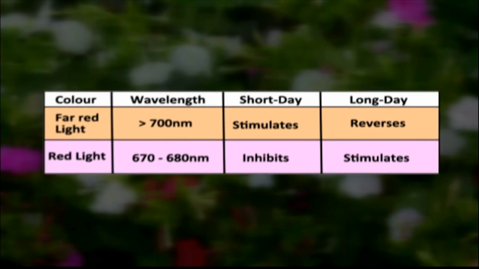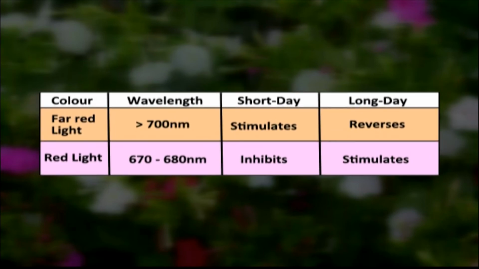If you look at this situation, it has been seen that a brief exposure with red light during the critical dark period inhibits flowering in short day plants, and this inhibitory effect can be reversed by subsequent exposure with far-red light. Likewise, prolongation of the critical day period or interruption of the dark period stimulates flowering in long day plants.